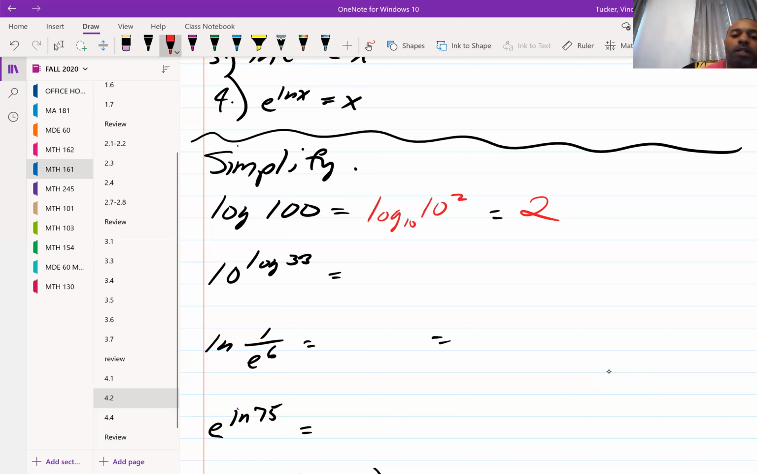All right. Next one, log rule: 10 to the log of 33. That just cancels and leaves you with 33.